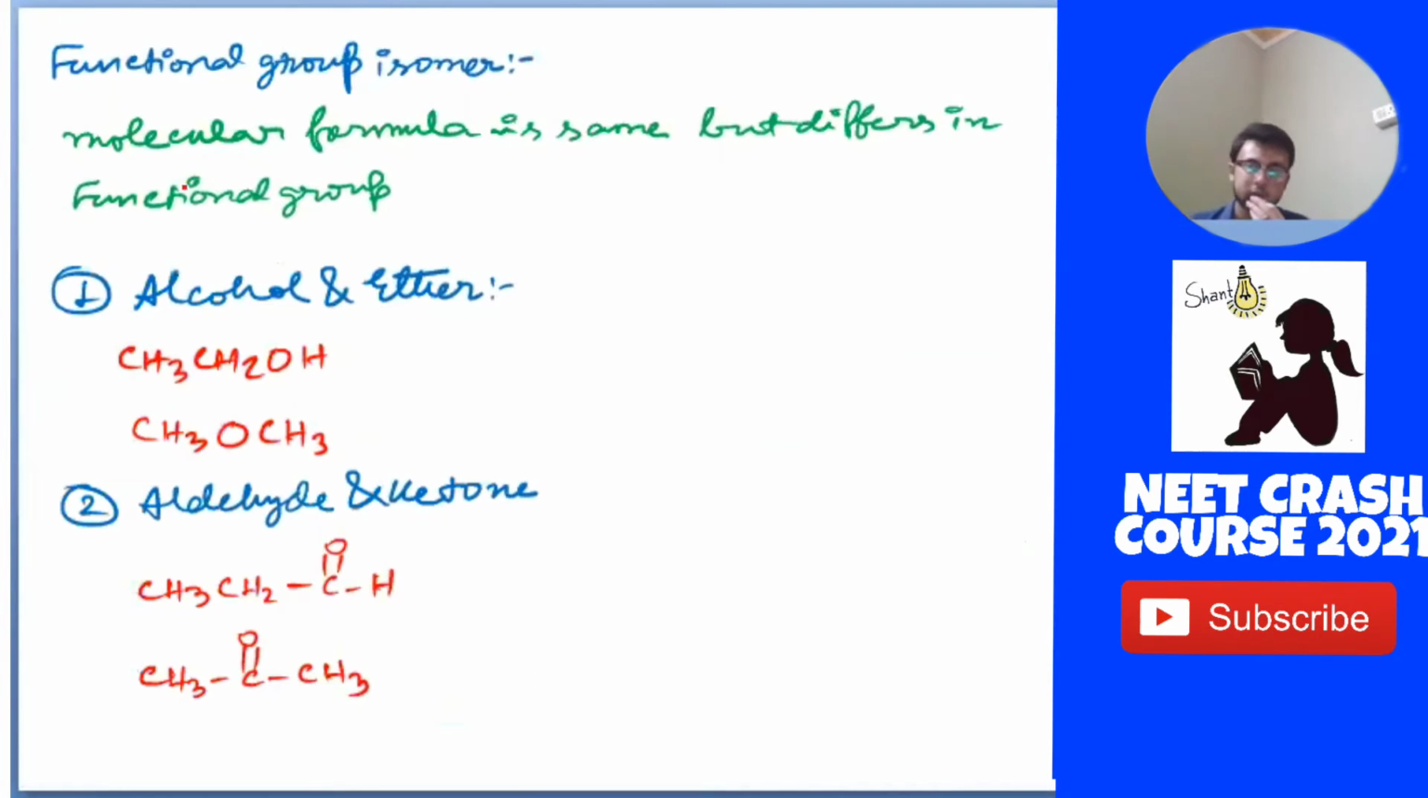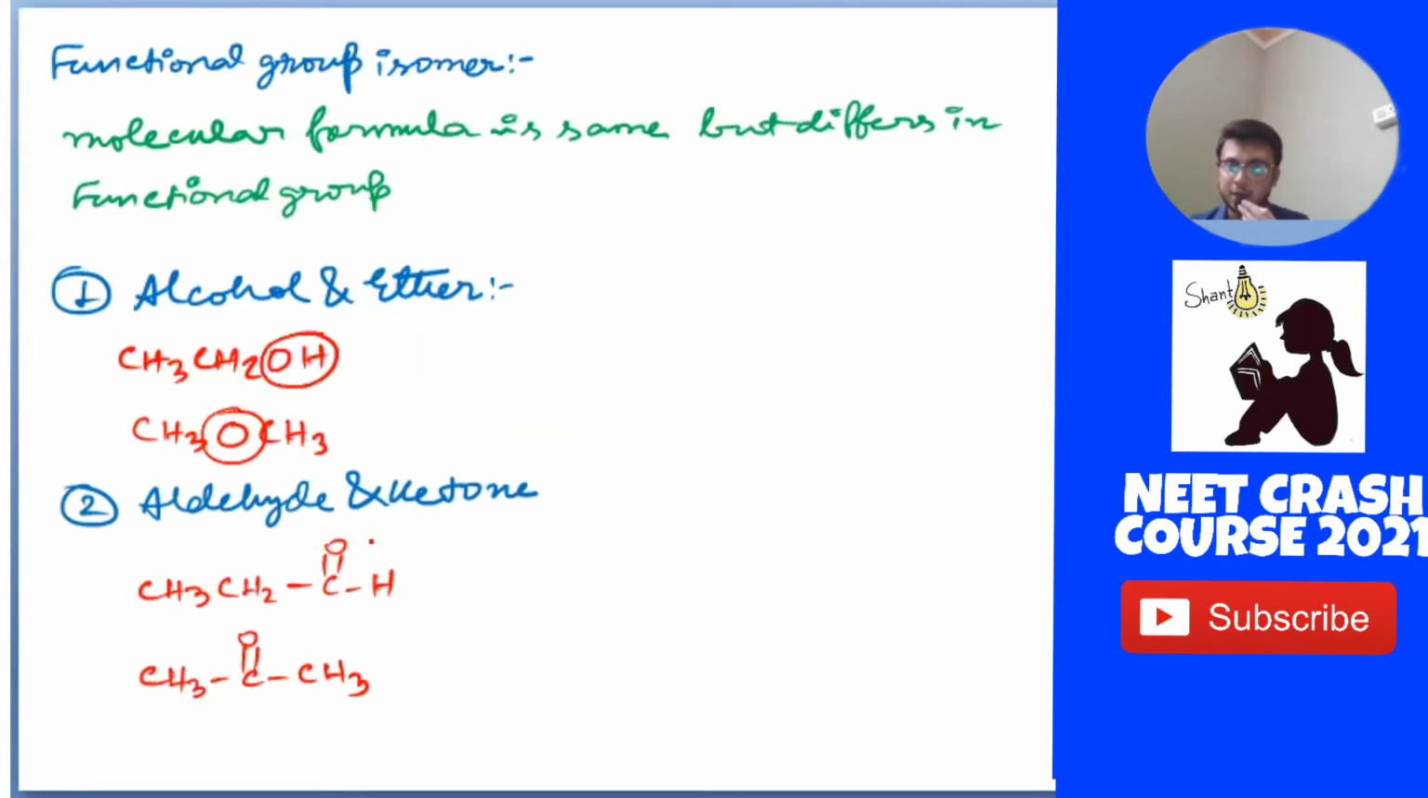Next is functional group isomer. Now molecular formula is same but differs in the functional group. I have shown you the particular type of compounds that show functional isomerism in between them. So first is our alcohol and ether. As you can see, CH3CH2OH and CH3OCH3 have the same molecular formula, but one is an alcohol and the other is an ether. So alcohol and ether show functional group isomerism in between them.